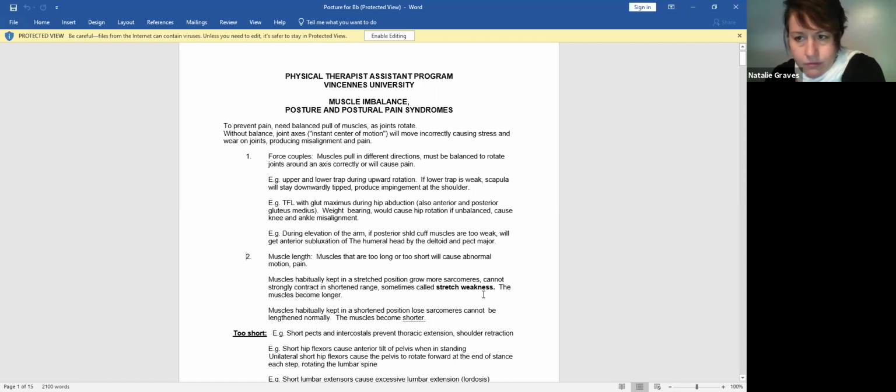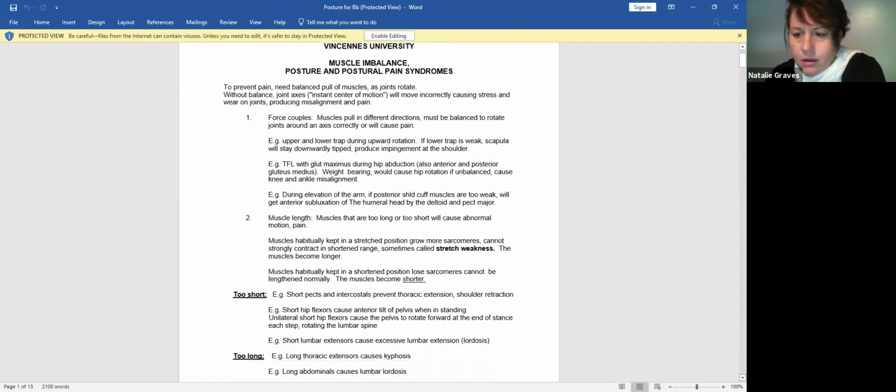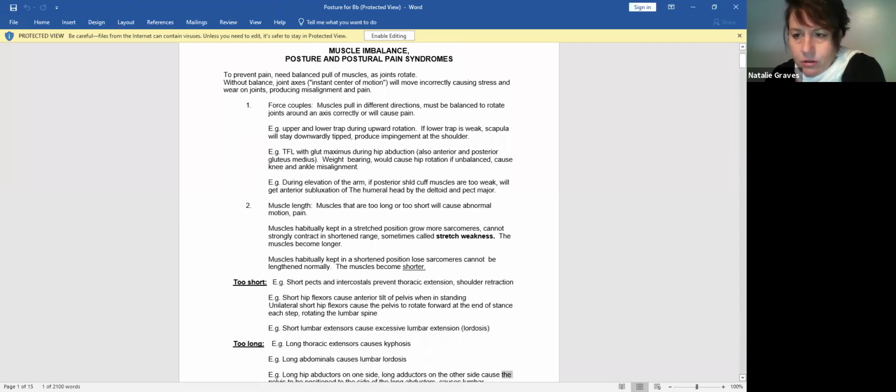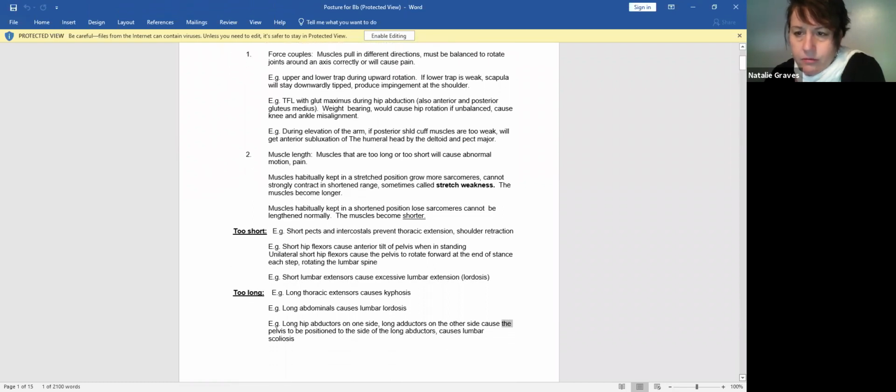So generally, if the muscle is lengthened or too long, it tends to be weak. Tight muscles tend to be overly strong. And so we want to look at the balance between the muscles on all sides of the joint and try to create balance of strength and length.